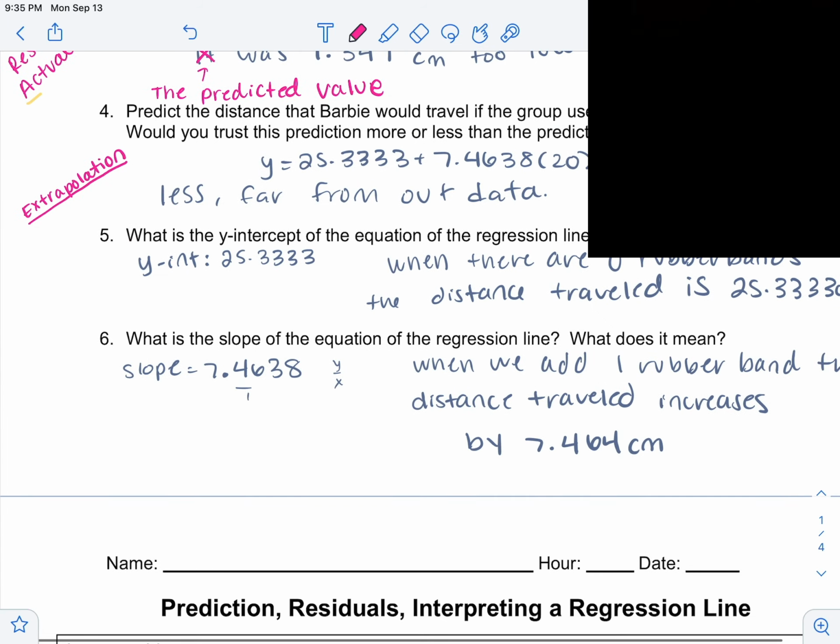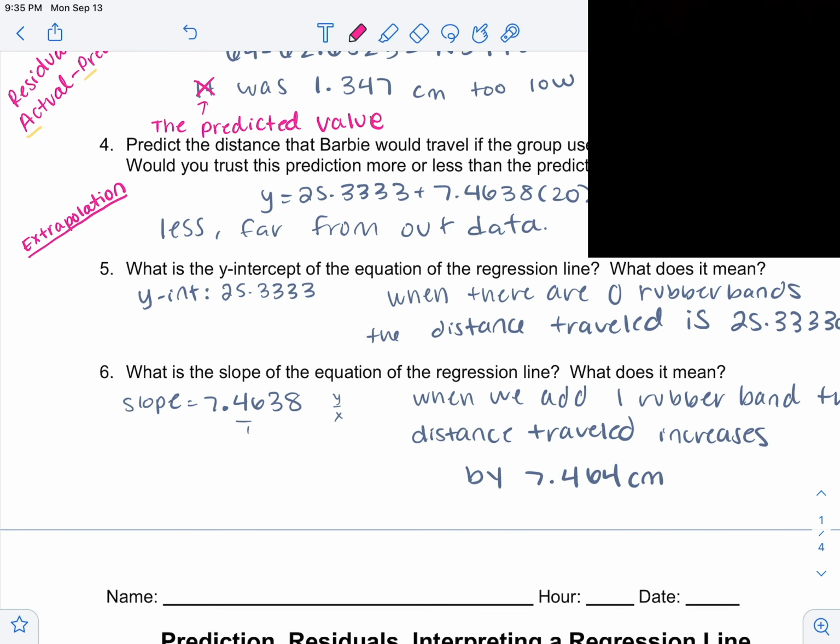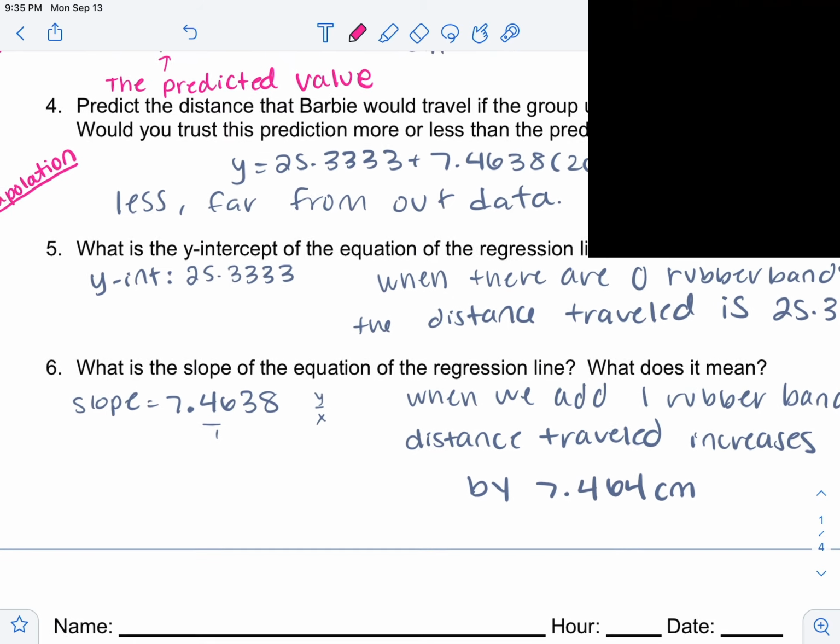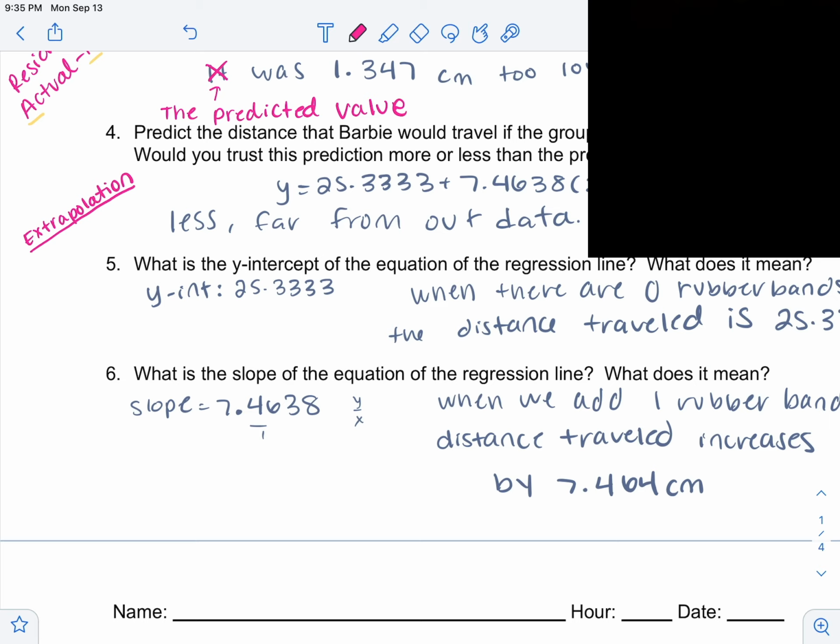So again, scrolling back down, question 5 is going to ask us, what is the y-intercept of the equation of the regression line? What does it mean? So what you might notice is that these equations are written a little bit differently than normal. It actually was y hat equals, and we call it a and b, not m and b. So y hat equals a plus bx, where first was the y-intercept, then the slope and x. And remember, the y-intercept is when x is 0. So it's the ordered pair (0, whatever the y-intercept value is).